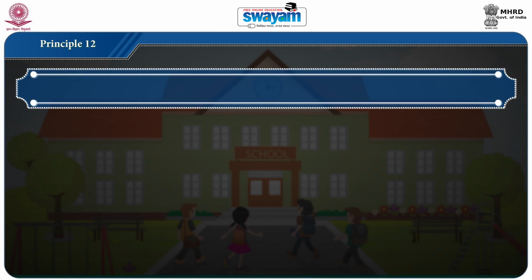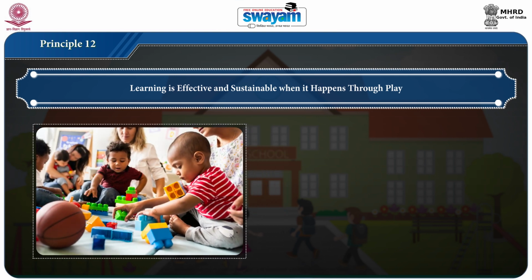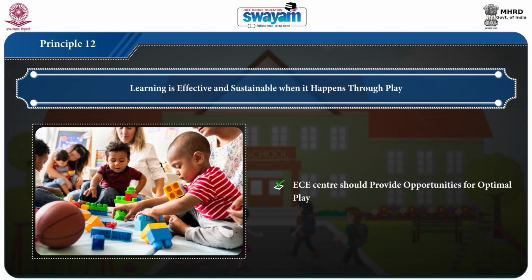The 12th principle is that learning is effective and sustainable when it happens through play. Play is a tool for the child's holistic development. It is play that provides opportunities for the child to explore, experiment, manipulate, and discover. In Piagetian terms, the abstract thought of a child gets developed through play. Play is of many types, but do remember that play is the only tool that enhances the learning disposition of a child. Hence, an ECCE center should be designed in such a way that it provides opportunities for optimal play.